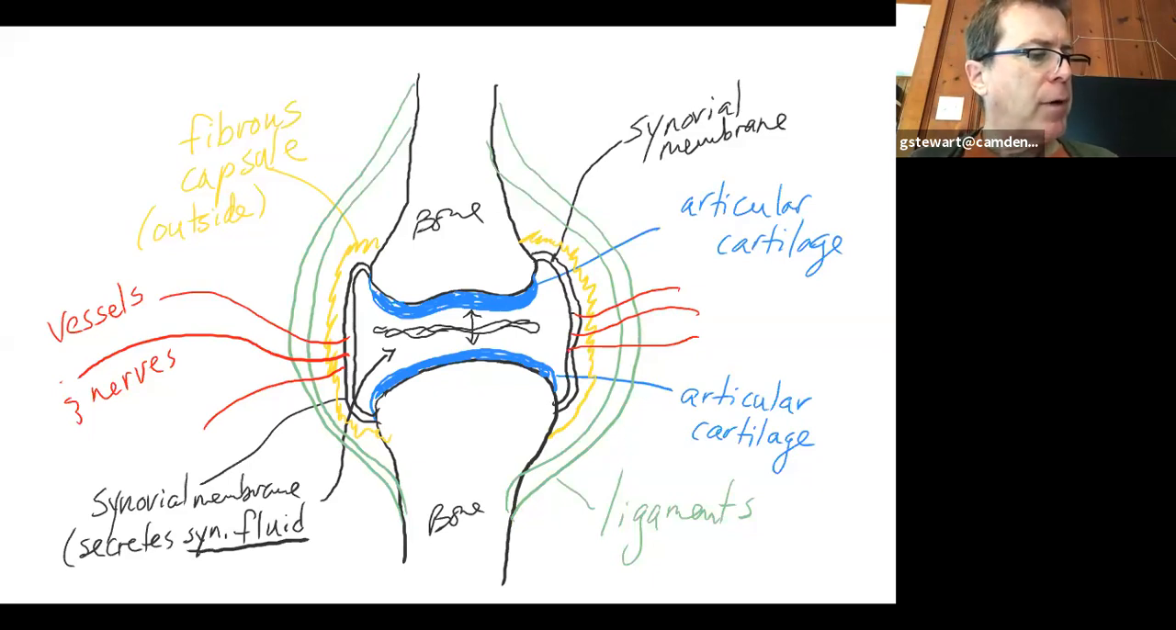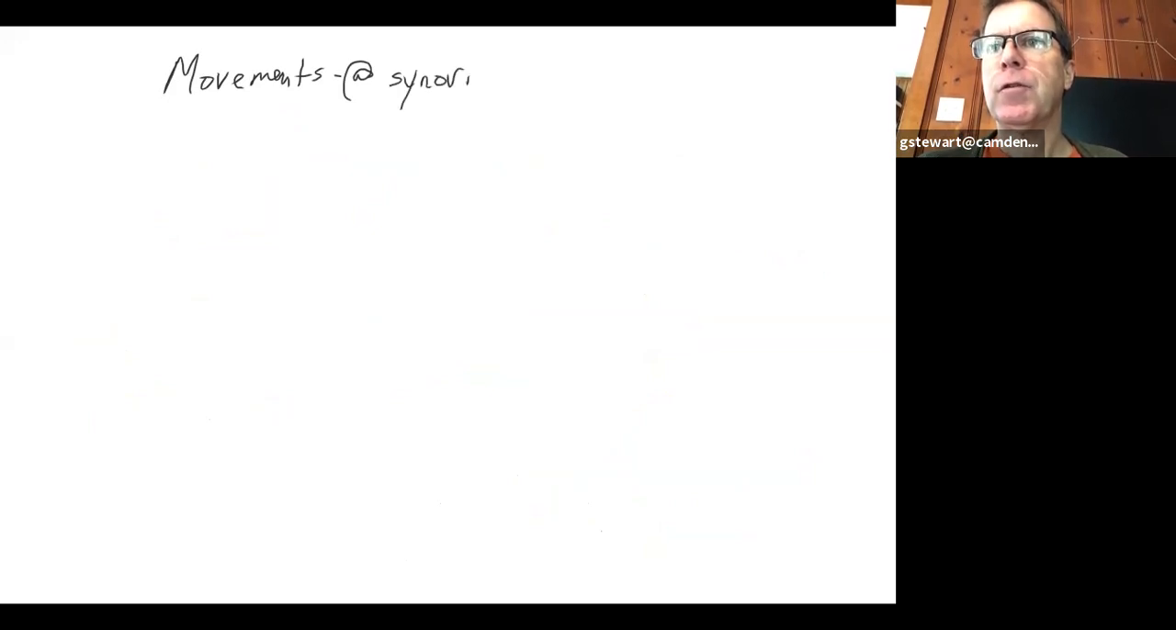What I'd like to finish up with are movements at synovial joints. So I'm going to layer over this page, and I'm going to describe these movements to you, and I will expect you to be able to recall these movements very quickly on the quiz. Remember, synovial joints, this name means fluid-filled, and they are classified as diarthrotic joints, which are fully movable.